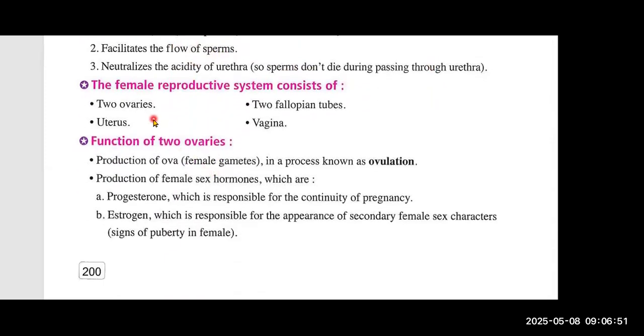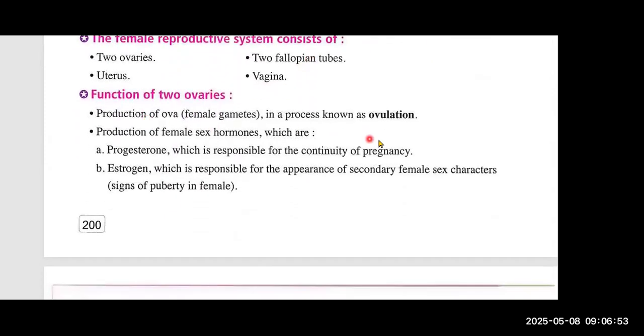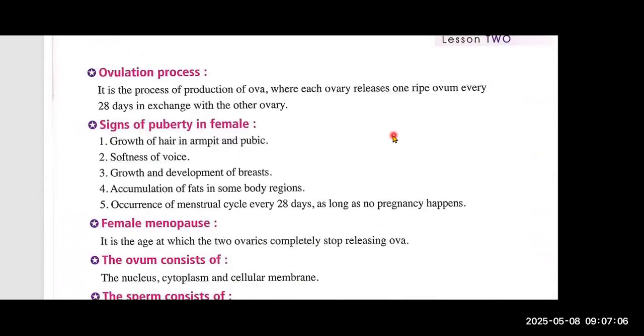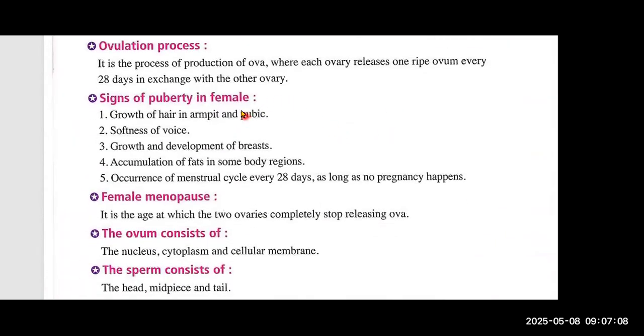The female contains two ovaries, fallopian tubes, vagina, and uterus. The ovaries make the ovulation process that happens every 28 days and produce two hormones: progesterone, responsible for pregnancy, and estrogen, responsible for the appearance of the female sex characters. Signs of puberty in females: growth of hair in the armpit and pubic area, softness of voice, development of breasts, accumulation of fats, and the most important, the menstrual cycle.